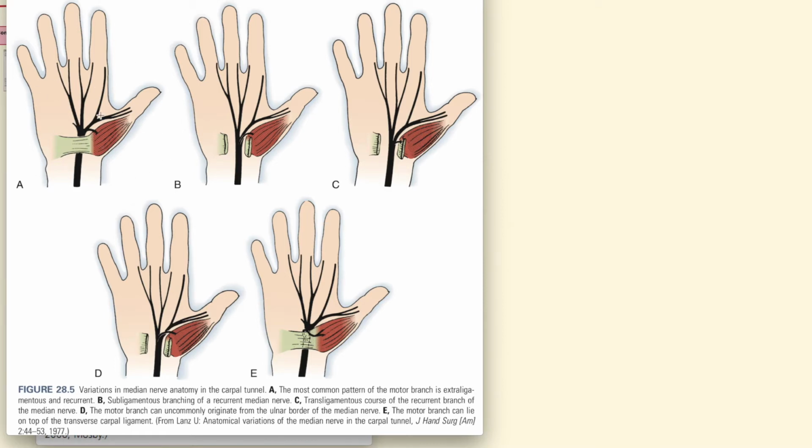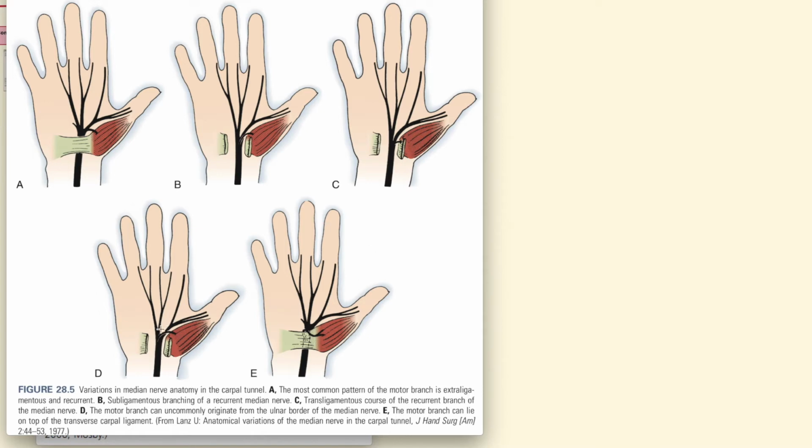In picture A, this is called the extraligamentous and recurrent type, and this is the most commonly found type. Another type that may be found is the subligamentous type. This is picture B here. You can see it goes almost directly above the ligament, or it could even be as depicted here. It goes directly through the ligament, or the transligamentous type.